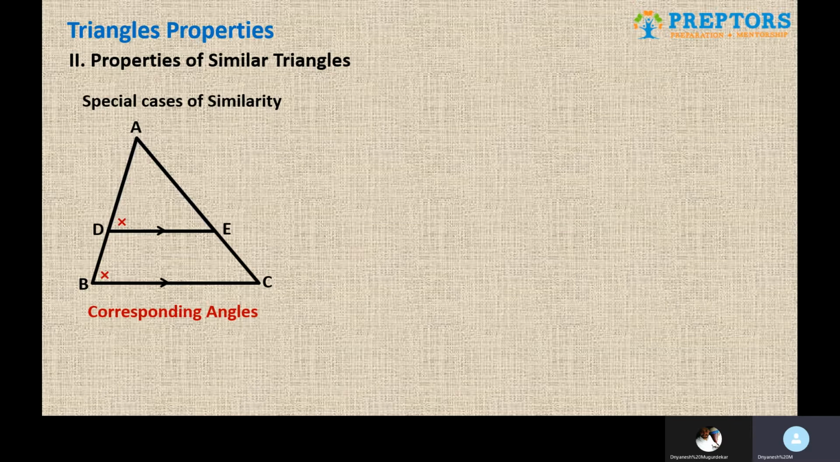So because DE is parallel to BC, we can say that B and D are corresponding angles, E and C are also corresponding angles, and then A becomes the common angle. So to keep the sequence same, because the naming is very important, that triangle ADE, if you say hash cross O, then the same sequence has to be followed for the original triangle as well, which is ABC, which is hash cross O. So triangle ABC is similar to triangle ADE.